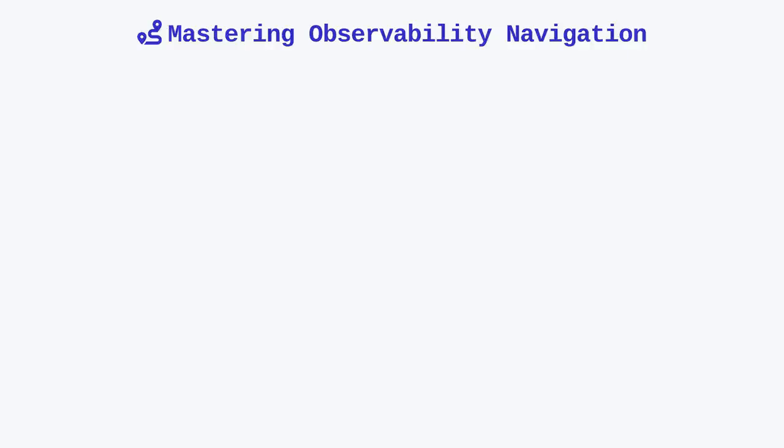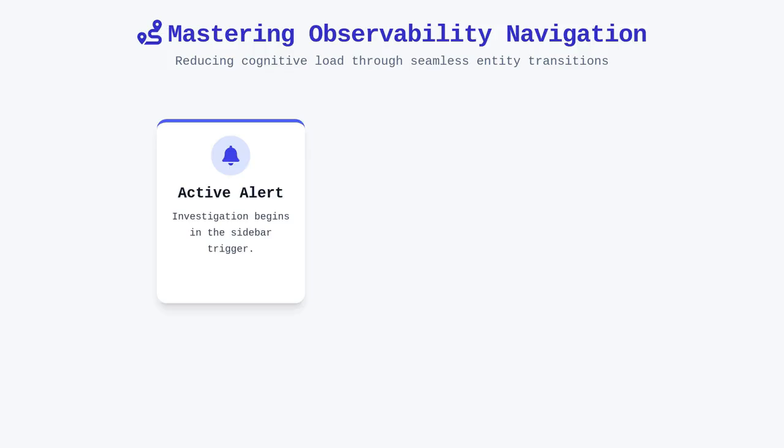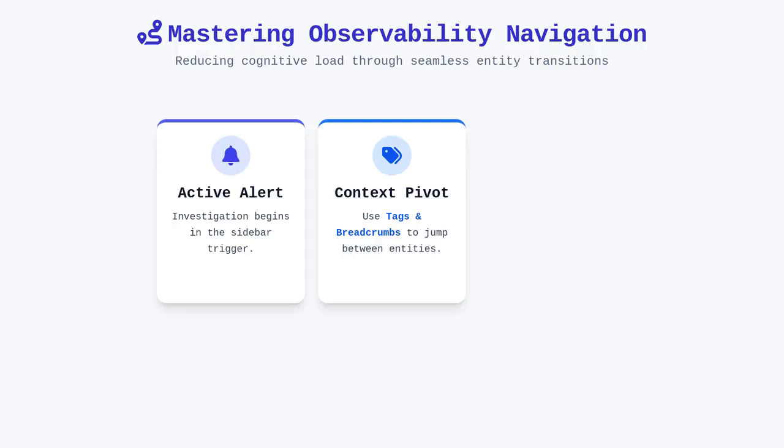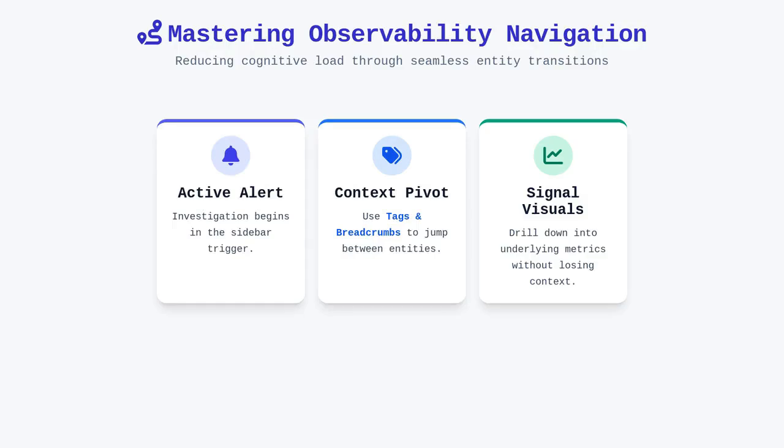In high-pressure situations, the ability to jump between related entities using tags and breadcrumbs is vital. When you are auditing an active alert in the sidebar, you must be comfortable transitioning from that alert state to the actual signal visualization without losing your search context. This keeps your investigation tethered to the original trigger while allowing you to drill down into the underlying metric changes.